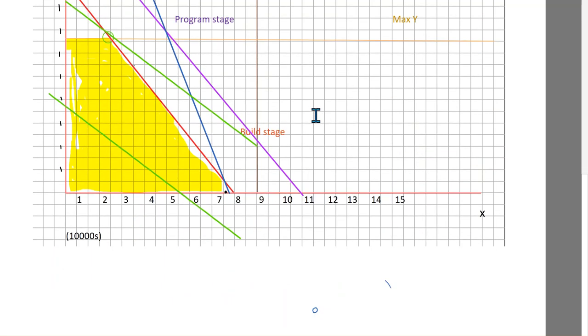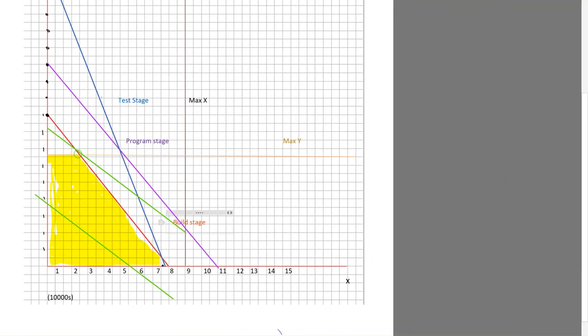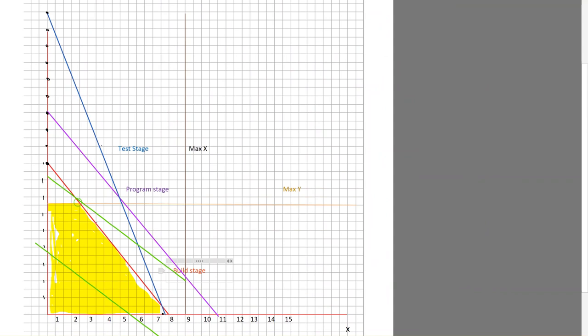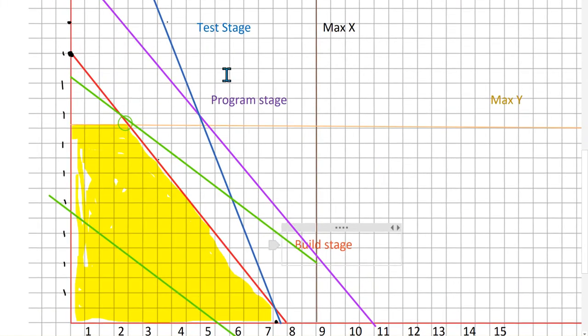Okay, so let me show the whole graph. So this is how the graph looks. You could be asked in the exam what each of these lines represents, and what the feasible area is. Now the feasible area is the area inside these borders, starting from here all the way to the top, up to these corners.